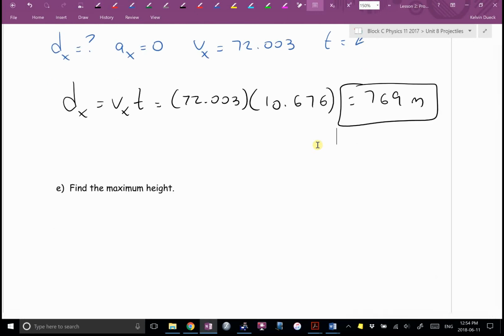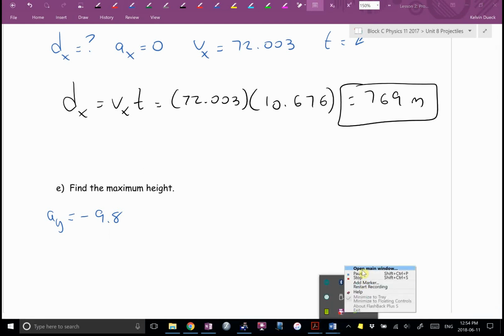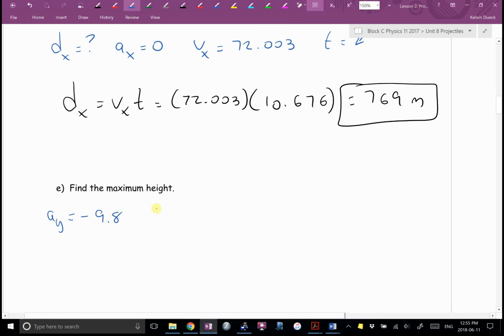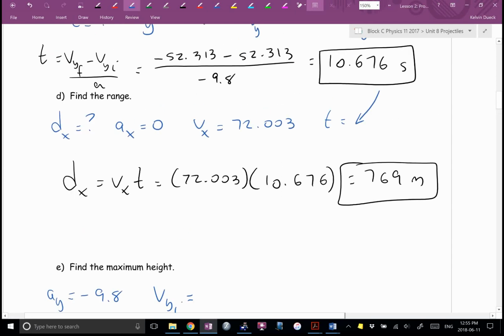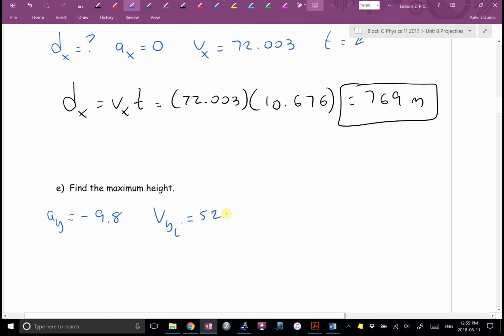Find the maximum height. Rihanna, do you think that's vertical or horizontal, the word height? So I'll make a little note. AY was negative 9.8. Oh, we got a latecomer here. What was VY initial? It was 52.313, not negative because it was on the way up. Is VY final negative 52.313 at the top? Mateo, what's V final at the top?